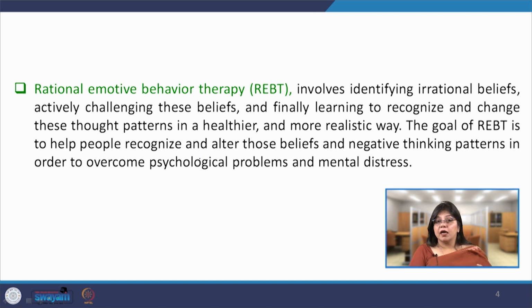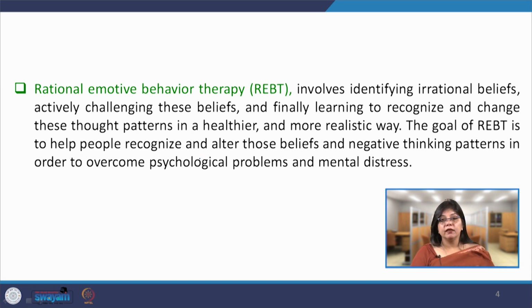Once the therapist makes a person aware to alter his behavior, the way a person responds to the situation becomes more realistic and healthier than the previous responses. So, the goal of REBT, that is rational emotive behavior therapy, is to help people recognize and alter those beliefs and negative thinking patterns in order to overcome psychological problems and mental distress.